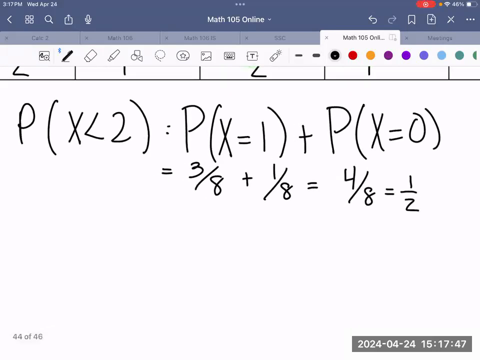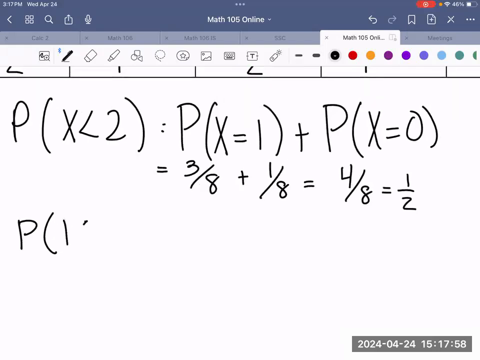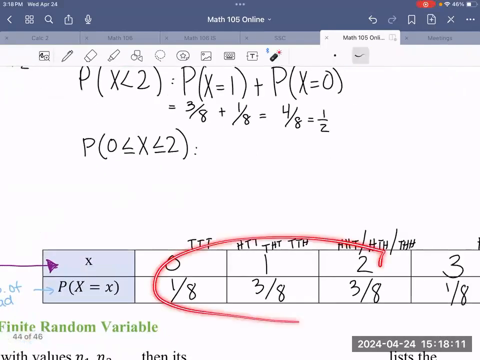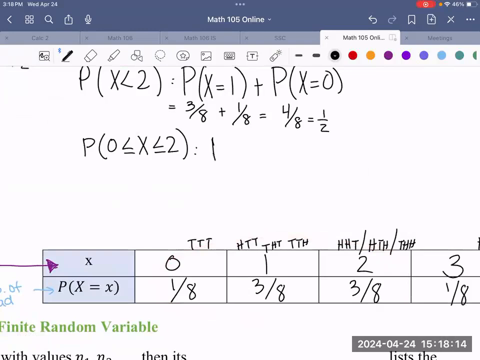Let's try it again one more time. Let's do the probability that 0 is less than or equal to X, which is less than or equal to 2. So maybe it's a range of these values. That's 1 out of 8, the probability that X is equal to 0, so that's part of it, right? Plus the probability that X is equal to 1, plus the probability that X is equal to 2.